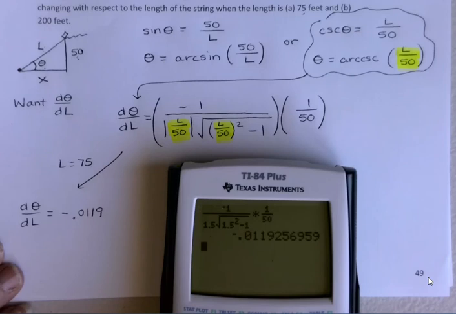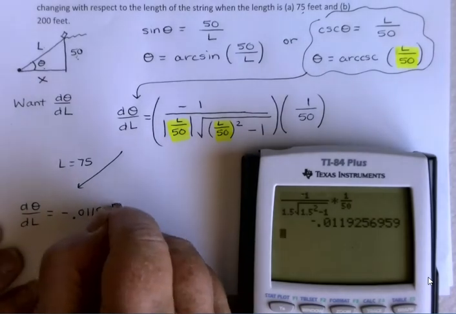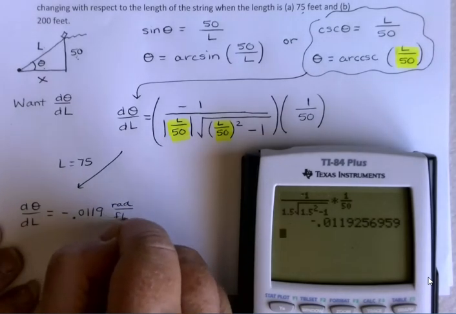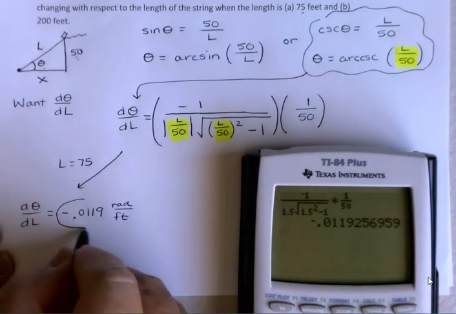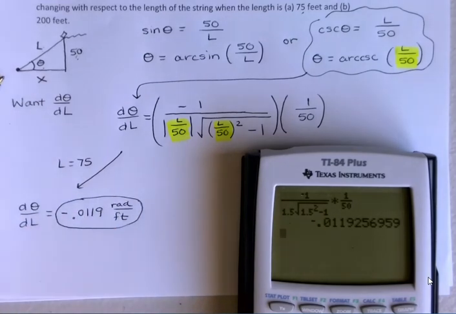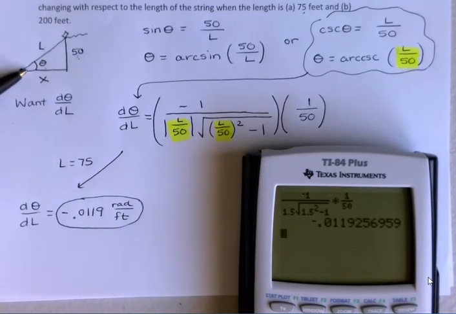Same units as last time. This is the change in an angle, so that would be in radians per foot of string. And notice this time the angle is decreasing, right? The further away the kite gets, the smaller the angle is going to be. So as more string goes out, the angle between the string and the ground will actually get smaller.